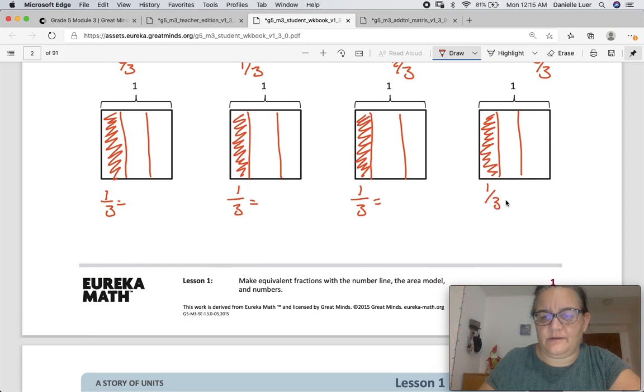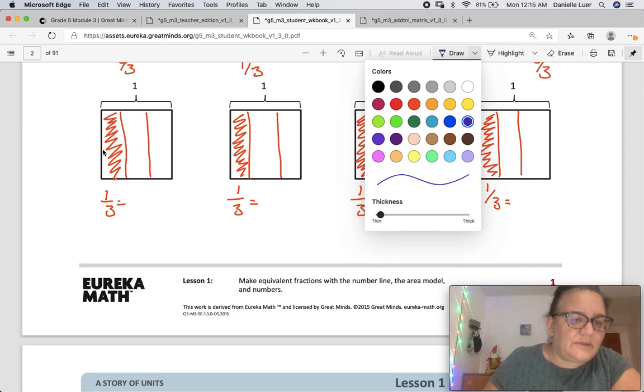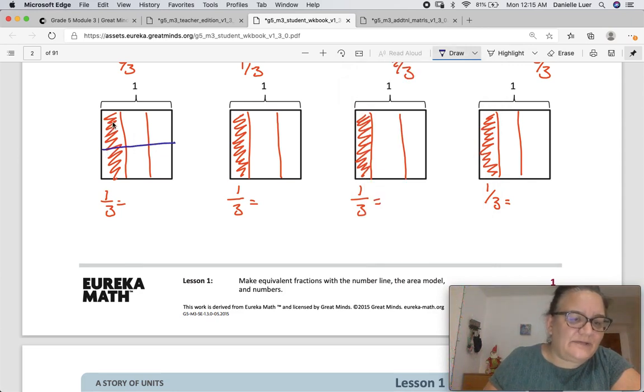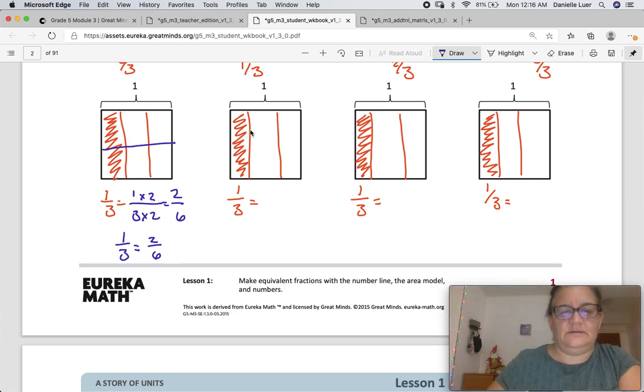Now I'm going to change colors so you can see my horizontal lines. Let's go with this dark purple here. I'm going to split that in half. Now I've got 2 out of 1, 2, 3, 4, 5, 6. So I've gotten 2 out of 6. And let's see if I can do that mathematically with multiplication. 1/3 times 2 over 2. 1 times 2 is 2, 3 times 2 is 6. Now I've got 1/3 equals 2/6. There's my equivalent fraction.